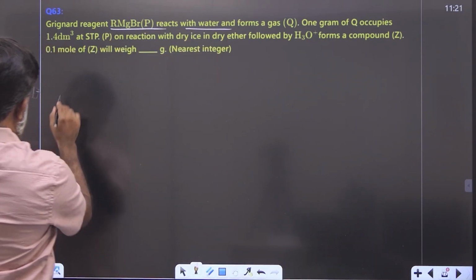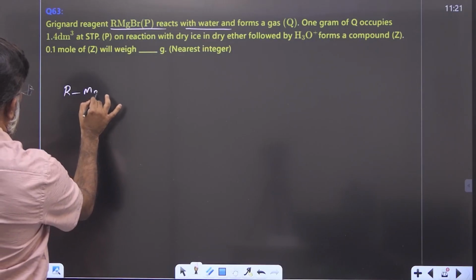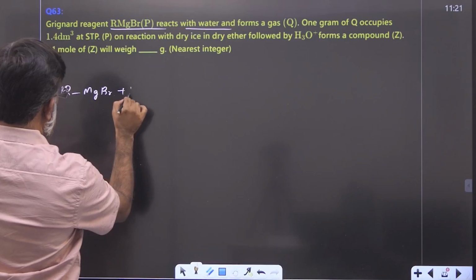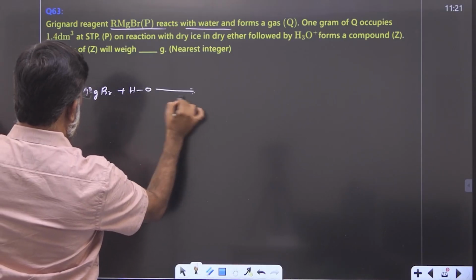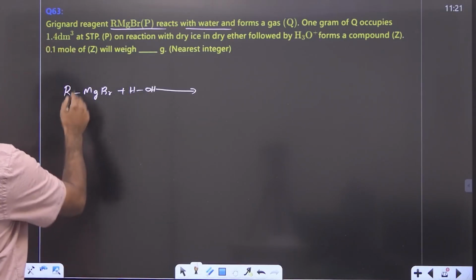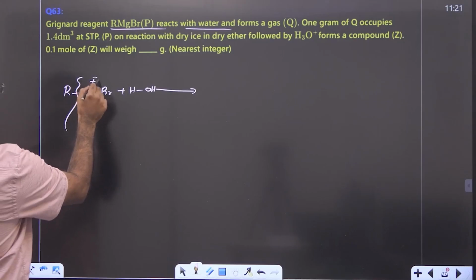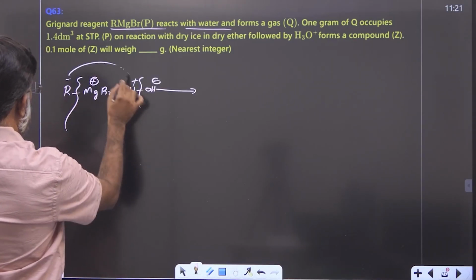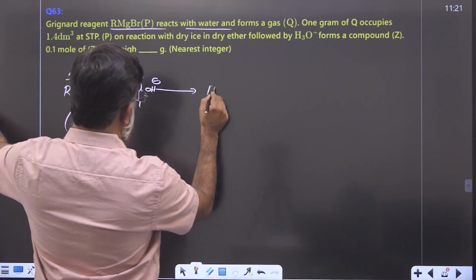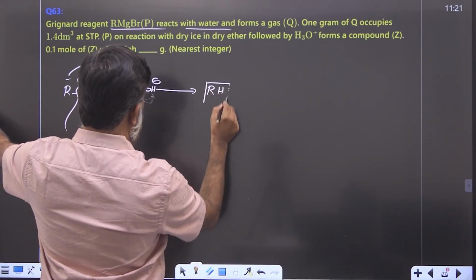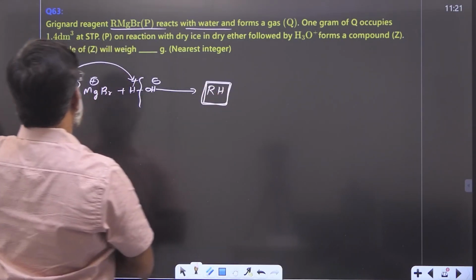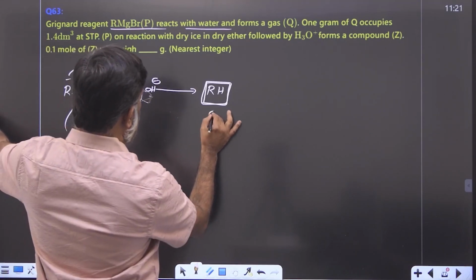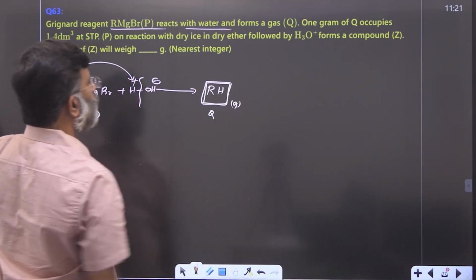RMgBr reacts with water. RMgBr when treated with water, you know Grignard reagent is highly sensitive to water. It's going to break here plus and minus. This will break here minus and plus. So this R will capture H. You get RH. So this is P, and this is Q, a gas.